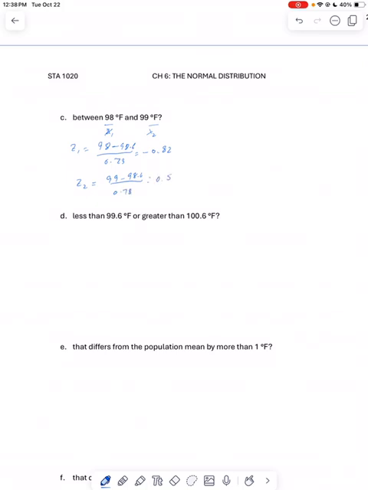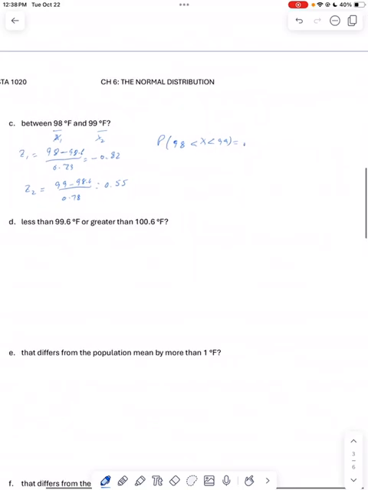Okay, so we are trying to find the probability that 98 is less than x is less than 99, which is the same thing as the probability that negative 0.82 is less than z is less than 0.55.